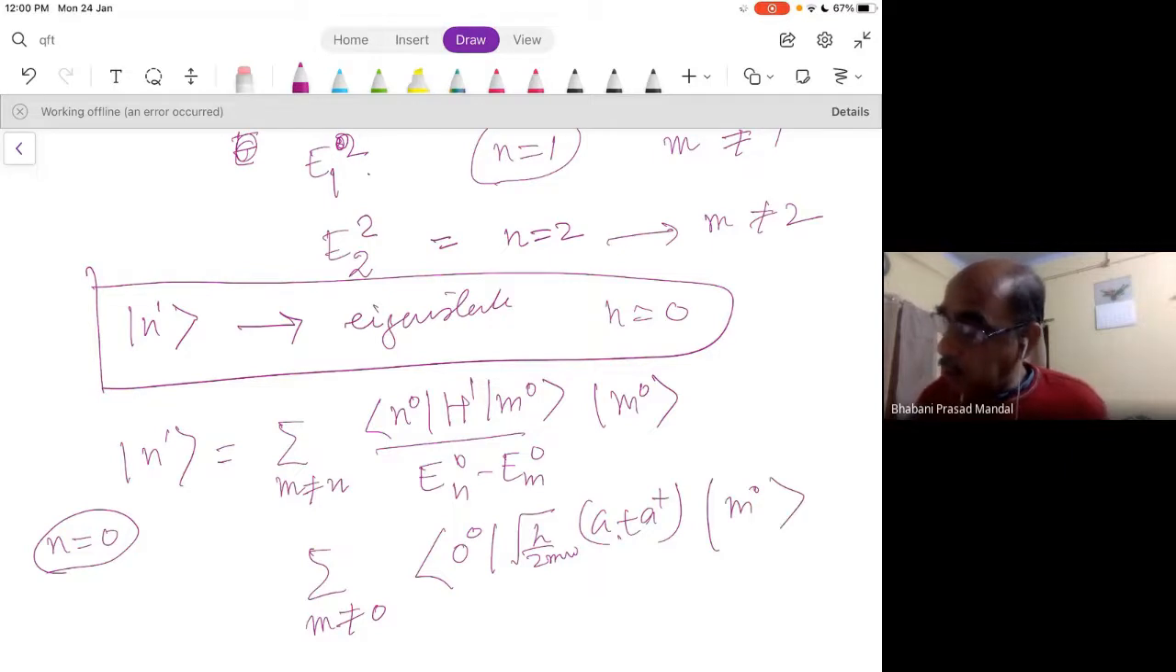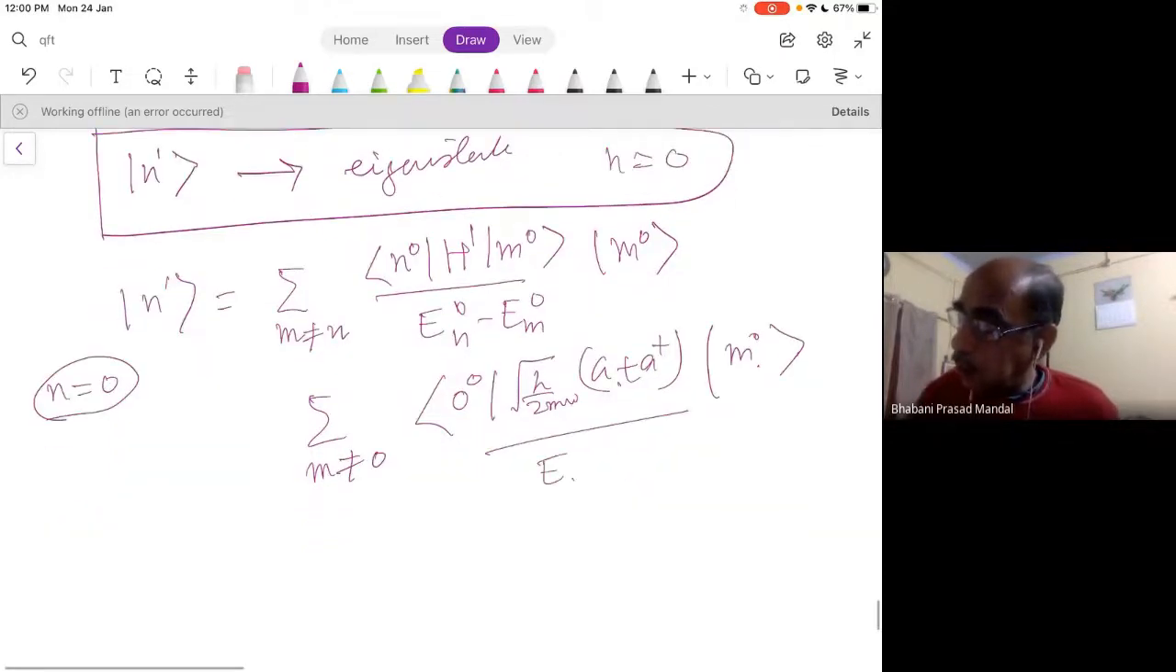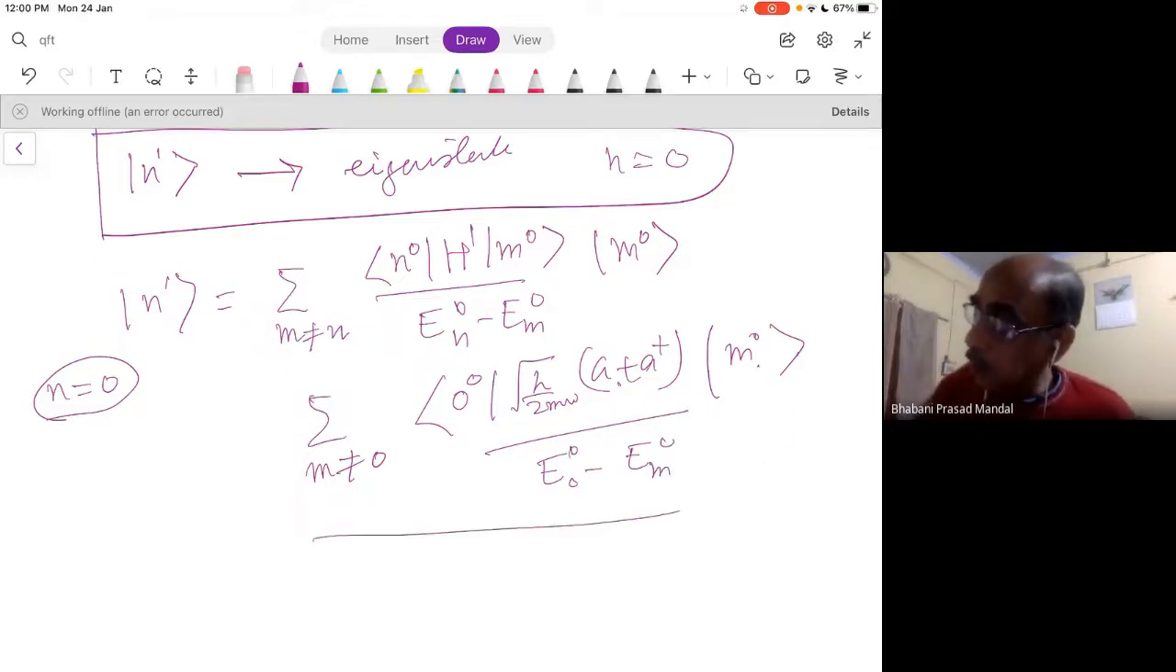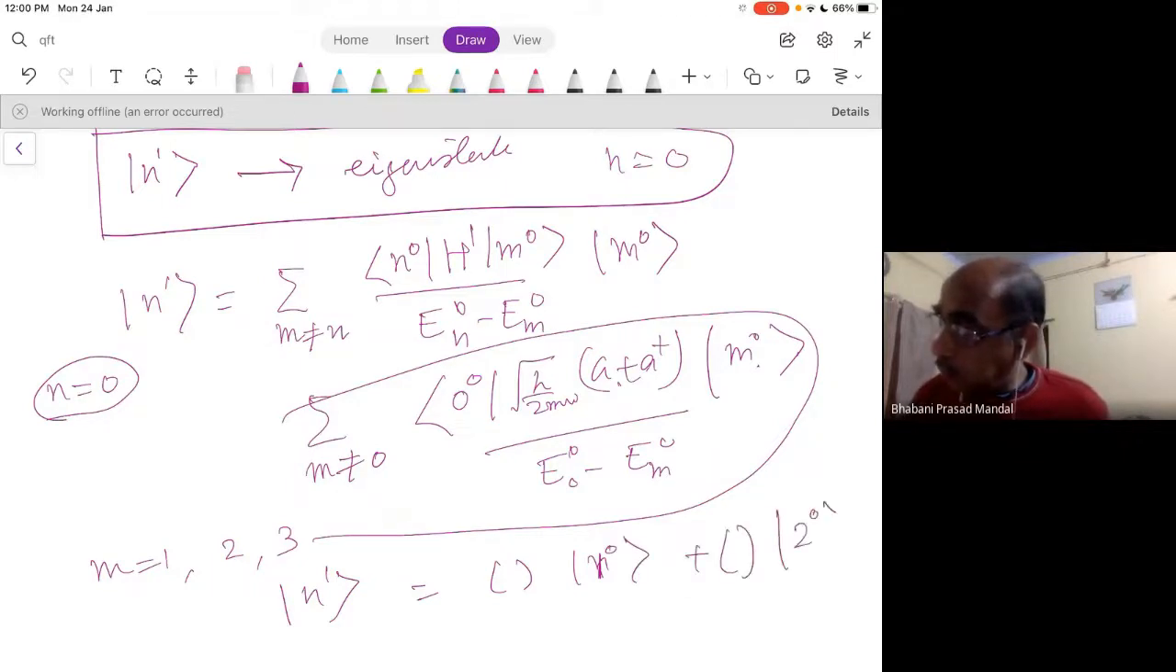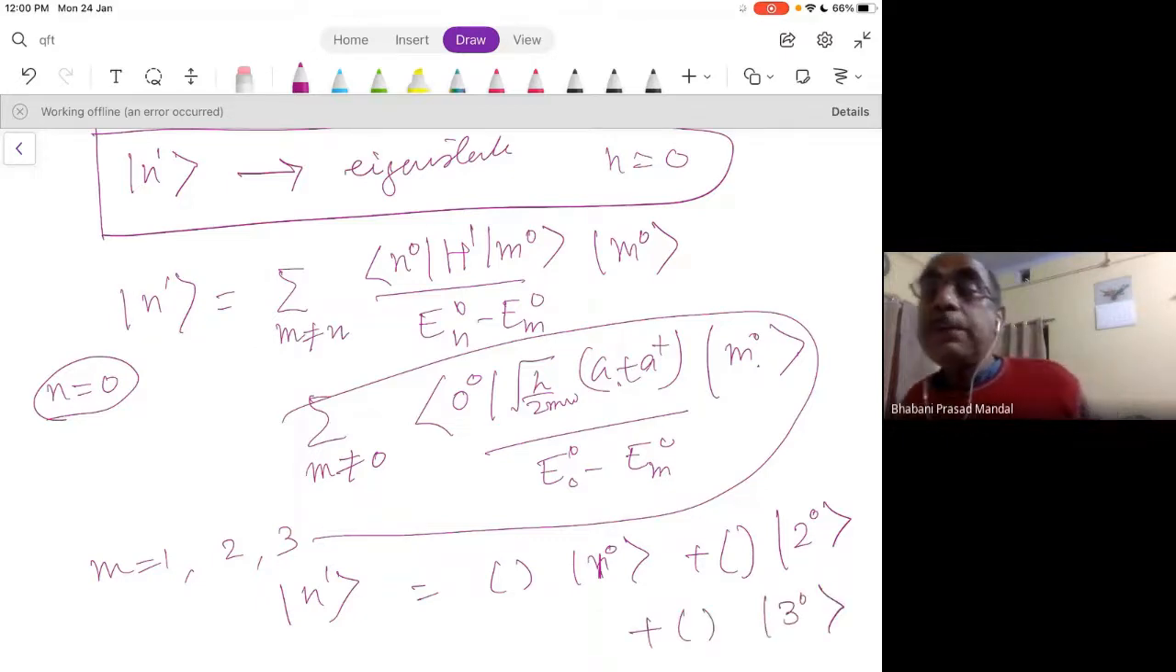m0. Now m cannot be 0, so m can be 1, so you put 1, find the value. m can be 2, find the value. So calculate this, En0 minus Em0. Okay, so calculate this term for m equal to 1, 2, 3. Very easy to calculate. Okay, so you calculate and you get the correction. So this correction will have some coefficient times 1 0, some coefficient times 2 0, some coefficient times 3 0, and so on. So is that clear?